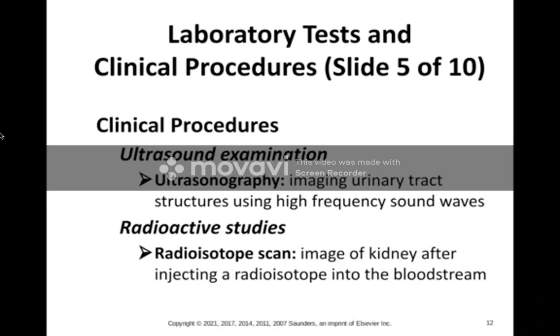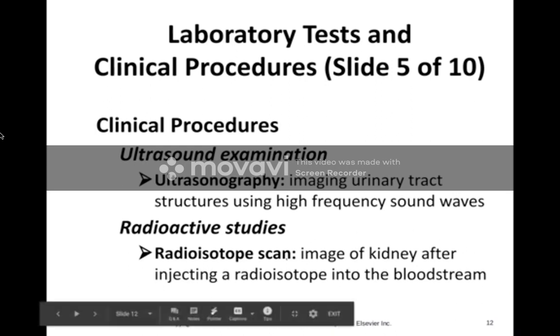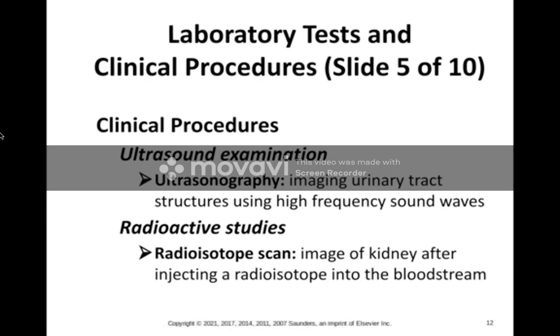Clinical procedures could include an ultrasound exam, an ultrasonography, imaging the urinary tract structures using high-frequency sound waves, and radioactive studies such as a radioisotope scan. This is an image of the kidney after injecting a radioisotope into the bloodstream, so we can follow that radioisotope all the way through the bloodstream and then filtering through the kidney to see if there's any issues with how things are flowing through there.